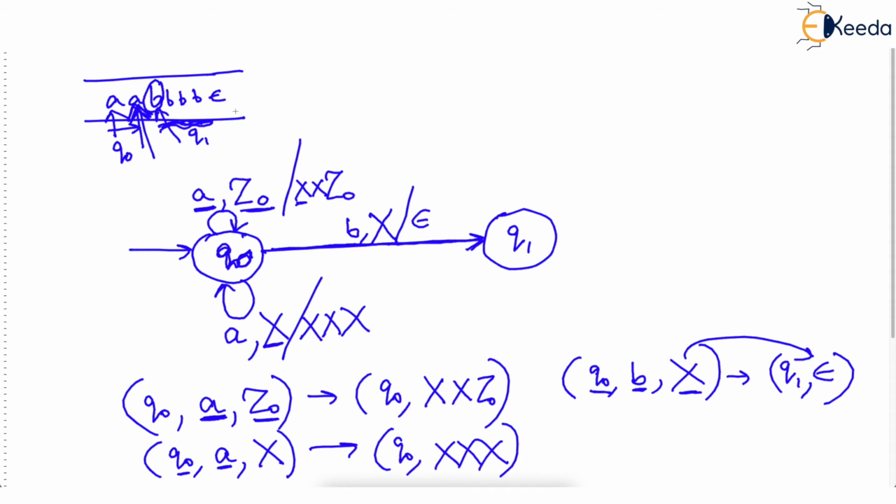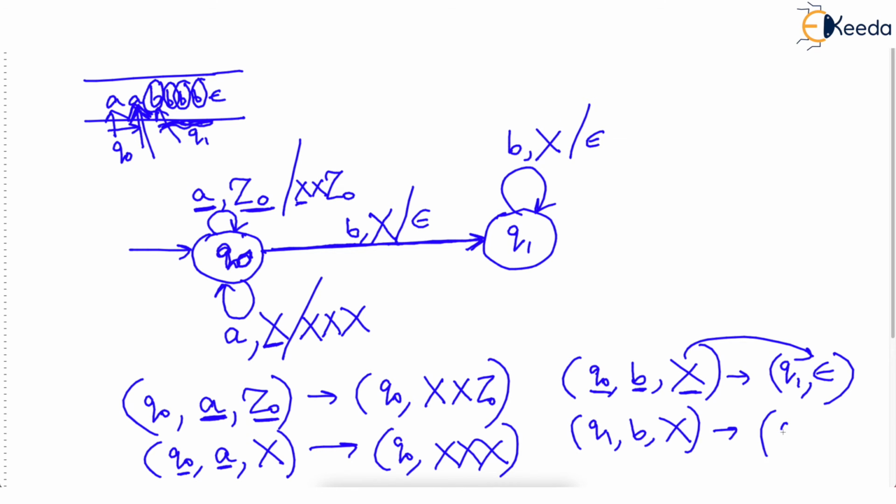Now, what about consecutive B's? What about these B's? What about remaining B's? Yes, if any more B's are encountered, the top has to be X because you have to cancel out an A, isn't it? Then again, you will do the pop operation. So what's the new configuration? If Q1 reads a B, top should be X and you will stay in Q1. You will have a loop, but you will remove that X from the stack.